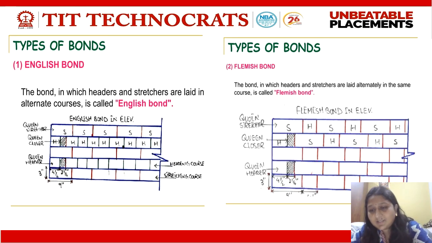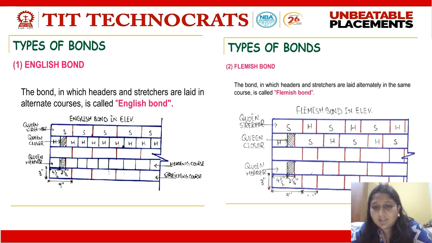Whereas here comes the next type of bond, the Flemish bond. The bond in which there is alternate arrangement of header and stretcher in the same course. Here again, course means layer. If you can see, this is the first layer and we have first stretcher, then header, stretcher, header. It is different from English bond in what way? In English bond we have one full layer of stretcher, one full layer of header, but in case of Flemish bond I have alternate header and stretcher in the same course.